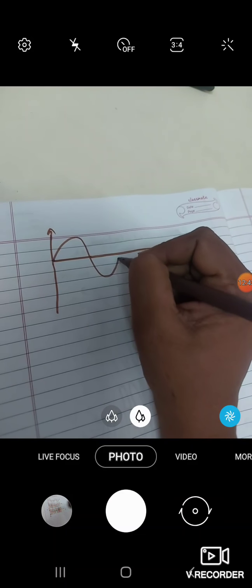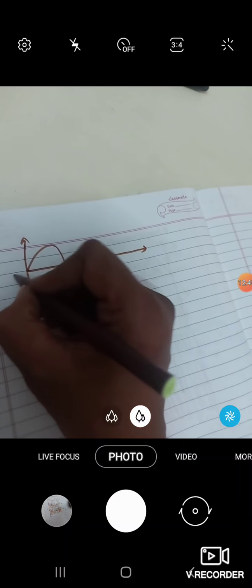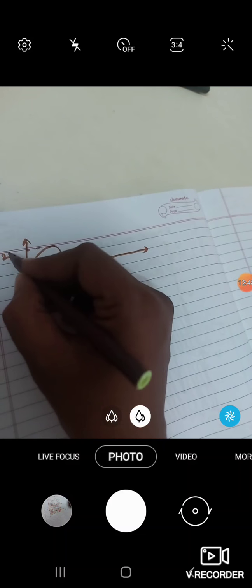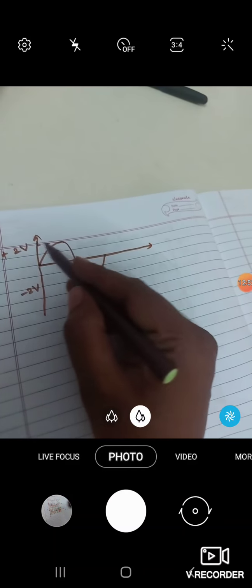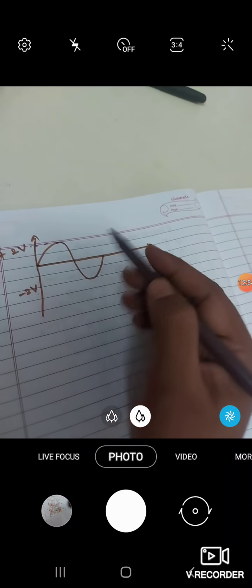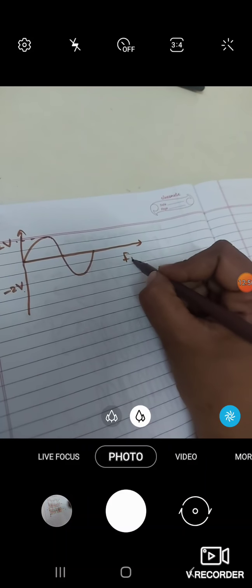So this Vm is equal to 2 volt and this Vc is equal to 1 volt. So I will write here, this is plus 2 volt and this is minus 2 volt. This is Fm. Fm is equal to 1 kilohertz and here it is having voltage.